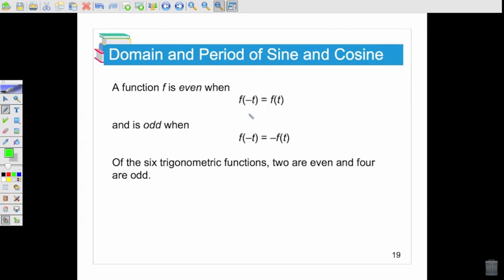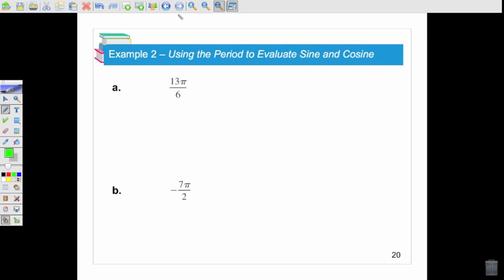Now there's just this idea of even and odd functions. Of the 6 trigonometric functions that we have, 2 are even, 4 are odd. And we need to just remember the fact that a function is even when, if you put in a negative value into the function, you get the same thing as if you put the positive version. And a function is odd if, when you put in a negative value, you turn the entire function negative. We can look into that again a little bit later, but I just wanted to throw that in there for a second.